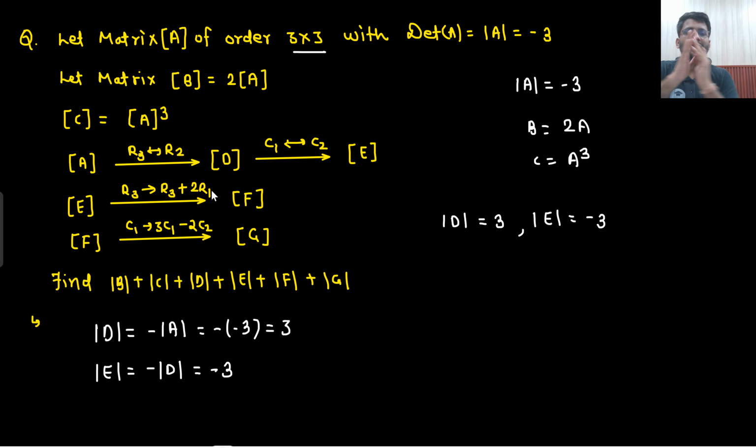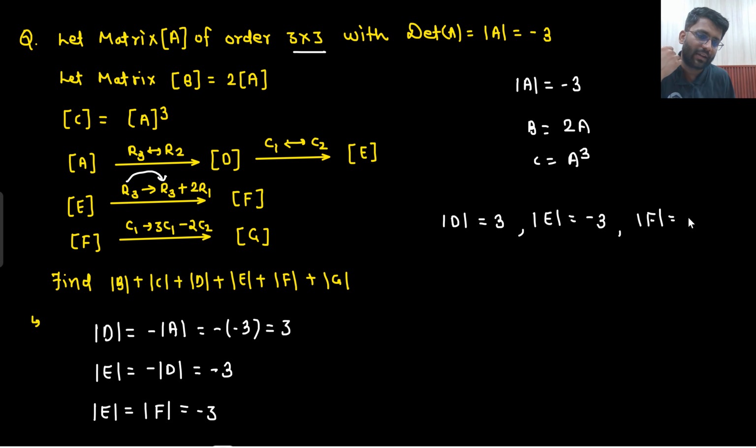R3 plus 2R1. Is this an acceptable operation or not? Yes sir, surely it is acceptable, and R3 is coming as it is, no change. So from here you can understand that the determinant of E is nothing but the determinant of F. That would be equal to -3. So determinant of F we are getting as -3 only.